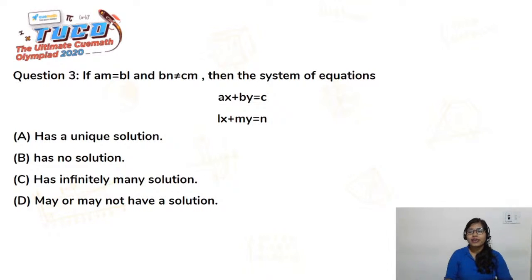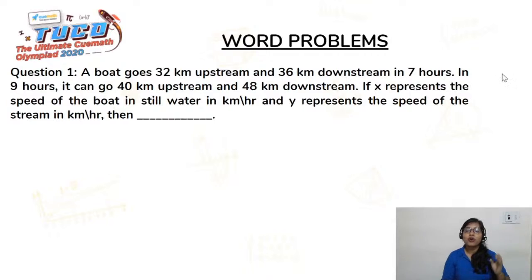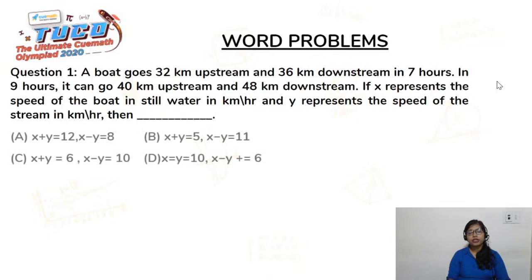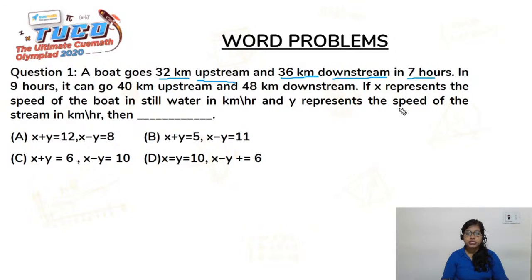Alright, so here goes our next topic, which is on word problems. So here goes our first word problem. I want all of you to focus on this and tell me the answers. Let me also put down the options. So if you all see here, it's a question on boats and streams. A boat goes 32 kilometer upstream and 36 kilometer downstream in 7 hours.